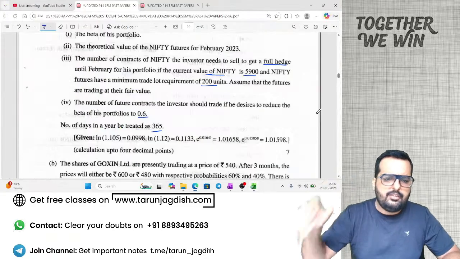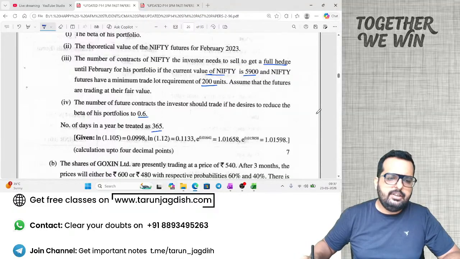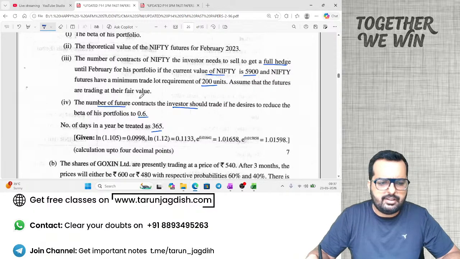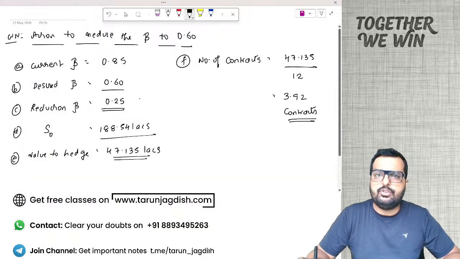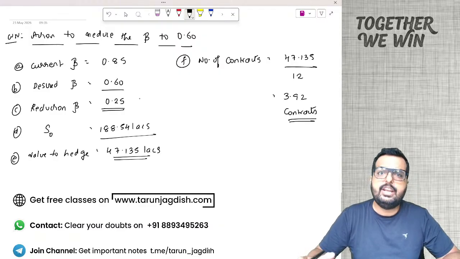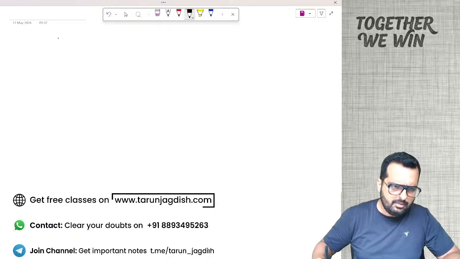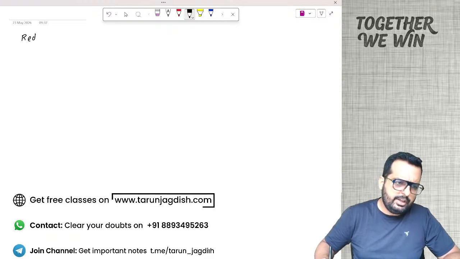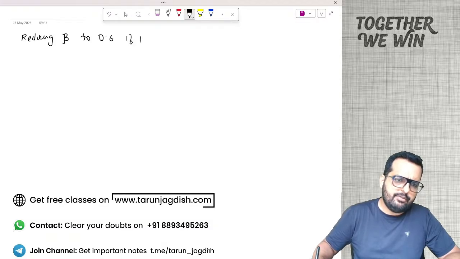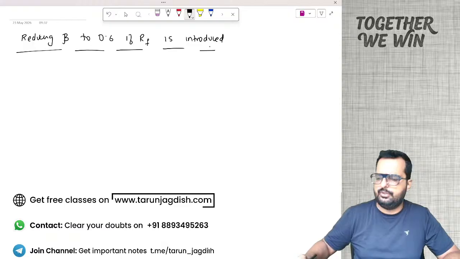Friends, here they have asked how the number of future contracts the investor should trade to reduce the beta to 0.6. I can also do the same question. Now that's not asked, but still I would just like to show you. We can do it if we introduce RF also. So I'll just show you how that answer will come now. Reducing beta to 0.6 if RF is introduced. Everybody clear?